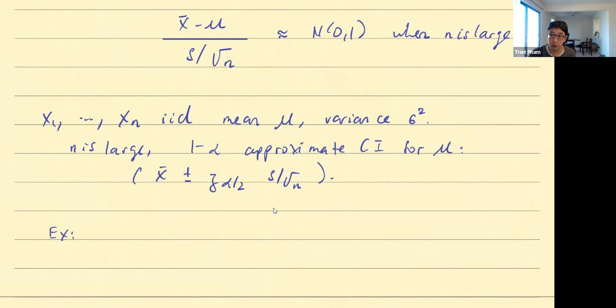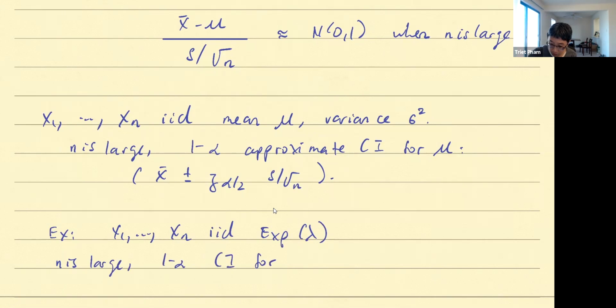So for example, when you have X1 up to Xn, let's say IID exponential lambda, then if n is large, the 1 minus alpha approximate confidence interval for lambda would be x bar plus minus z alpha over 2 s over root n.